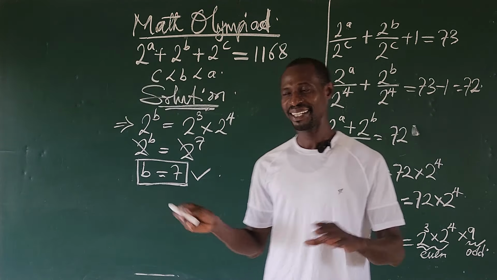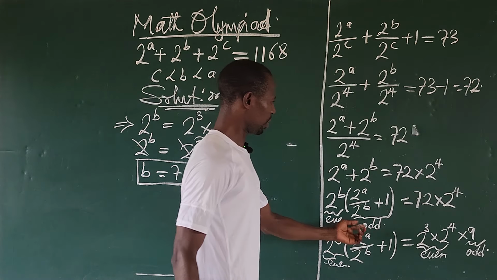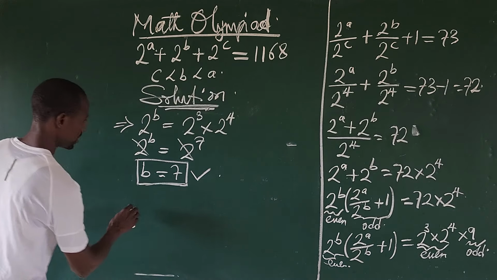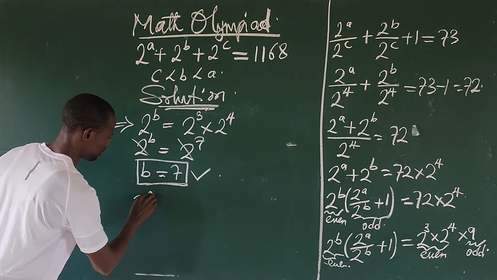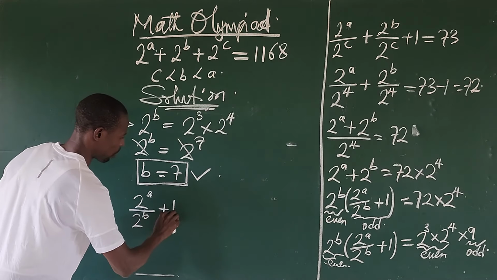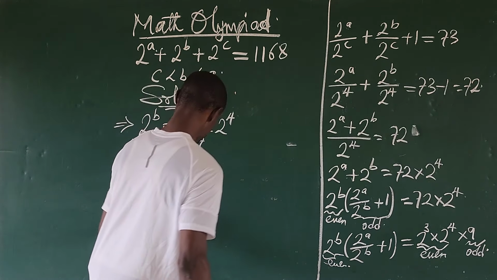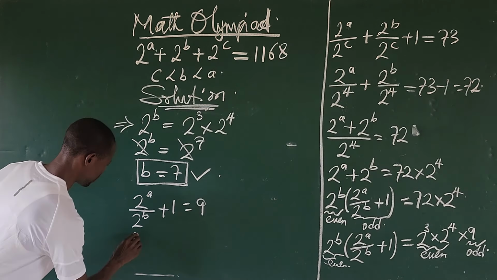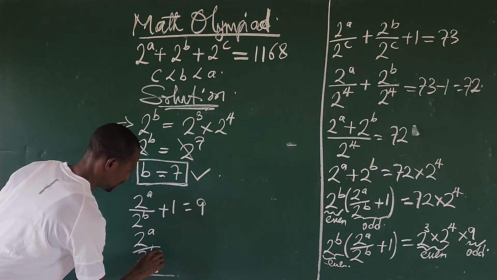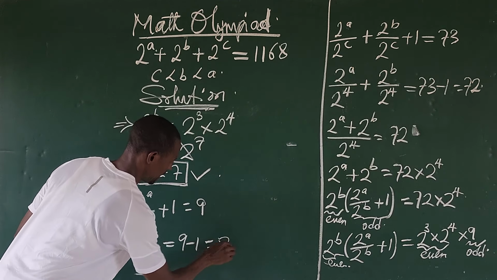Very easy. Okay, so we take the other case here now, which is our odd against the odd we have here, which is 9. So this now gives us here 2 to the power of A all over 2 to the power of B, then plus 1 equal to 9. Again, we just move this to the other side of the equation to give us 2 to the power of A all over 2 to the power of B. This is equal to 9 minus 1, which is equal to 8 here.